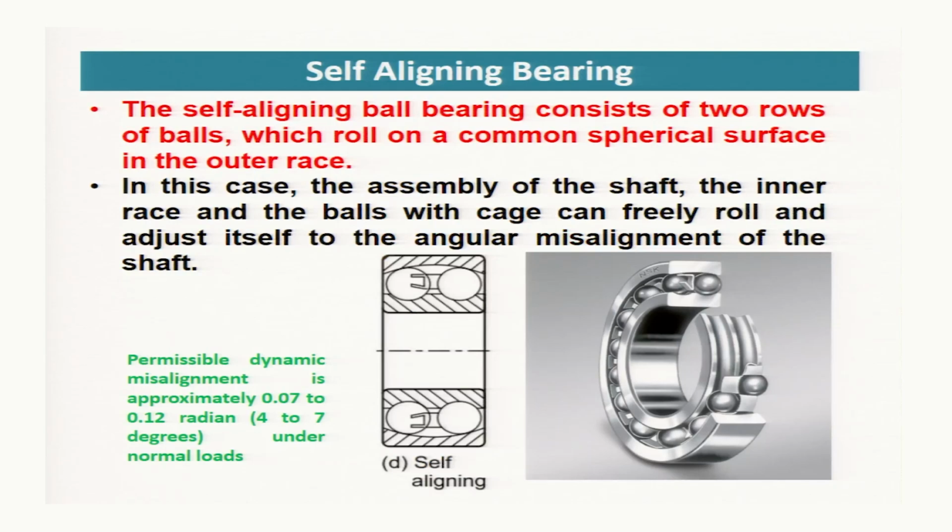The next bearing is the self-aligning bearing. The self-aligning bearing consists of two rows of balls. You see, there are two rows of balls in place of one row which we had studied till now. This is the bearing of NSK bearings. In this case, the assembly of the shaft, the inner race and the balls with cage can freely roll and adjust itself to the angular misalignment of the shaft.